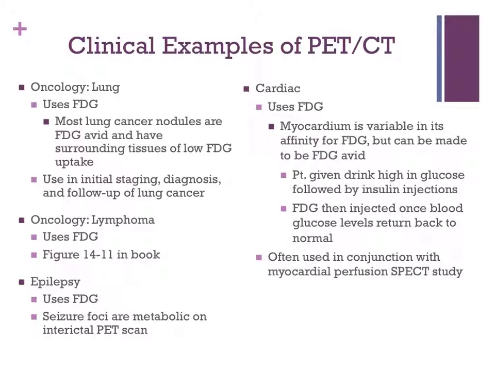PET CT is also useful in cardiac scanning, and this again uses FDG. The myocardium is variable in its affinity for FDG, but it can be made to be FDG avid. The patient is given a drink high in glucose followed by an insulin injection, and the FDG is then injected once the blood glucose levels return back to normal. This is often used in conjunction with a myocardial perfusion SPECT study.